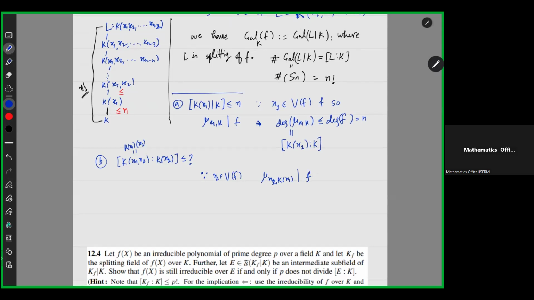Okay, and now F can be written as (x minus x1), which is already inside K(x1), times some g, right? Because now x minus x1 is not participating in this minimal polynomial, right?